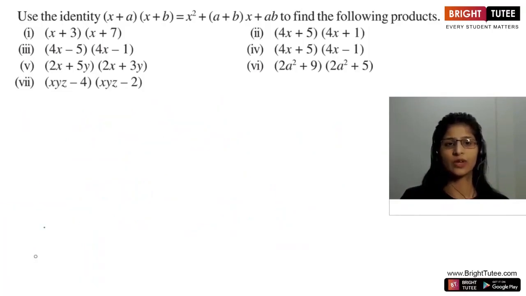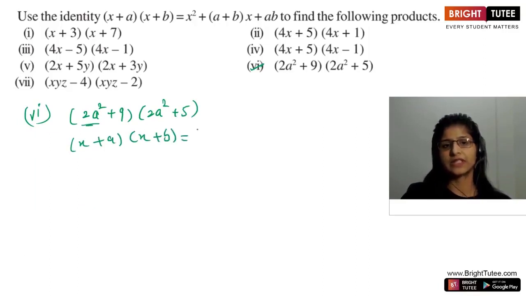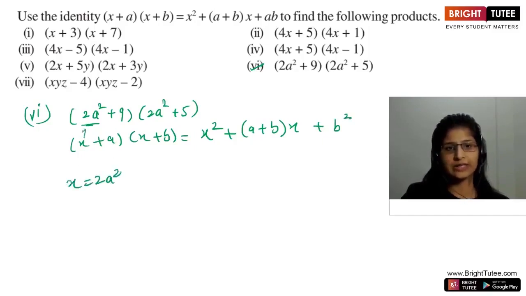So in the sixth part of the question, we are given 2a square plus 9 into 2a square plus 5. Okay, so instead of x, what do we have? Just see, x plus a and x plus b, which is equal to x square plus a plus b into x plus ab. So what is x here? 2a whole square. This is x. What is a here? Just see, it is 9. What is b here? Just see, it is 5.